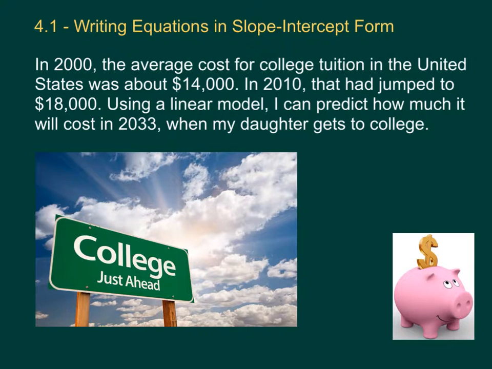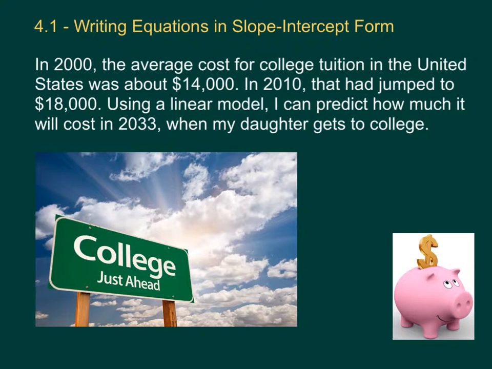In 2000, the average cost for college tuition in the United States was about $14,000. In 2010, that had jumped to $18,000. Using a linear model, I'm going to be able to predict how much it will cost in 2033 when my daughter gets to college. Whew, that's a little overwhelming to think about, but let's see what we can do here.